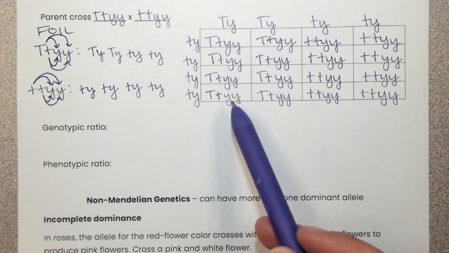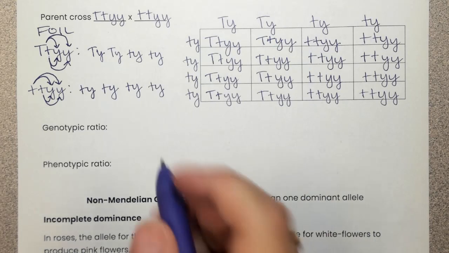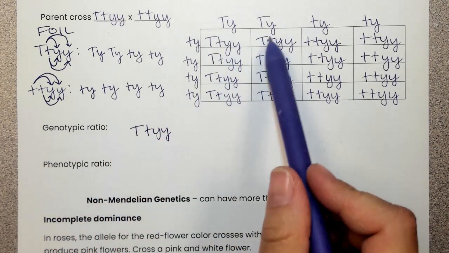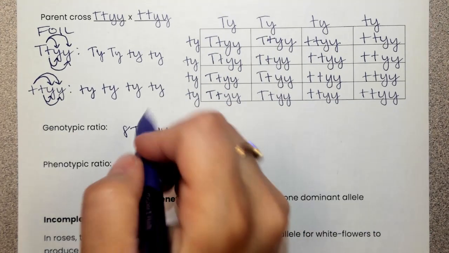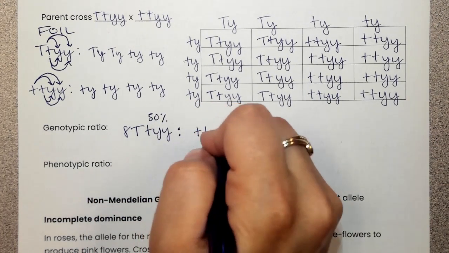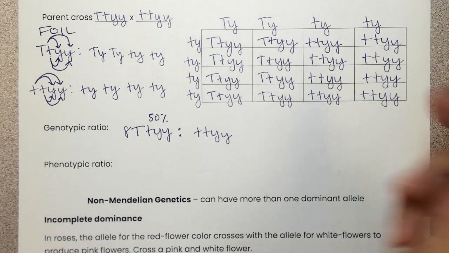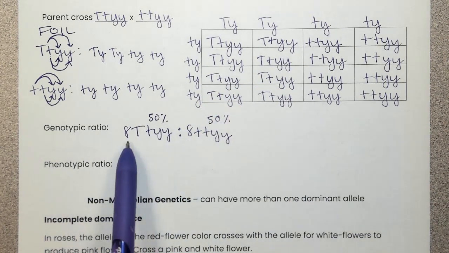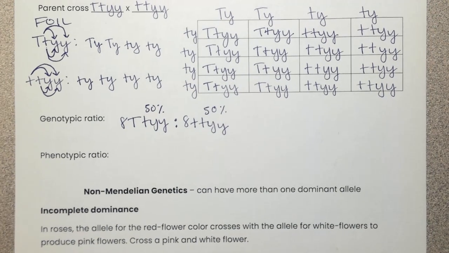So my genotypic ratios, I'm going to just count up how many of each different type of genotype that I have. I only have 2 different ones in this problem. So I'm going to take my first one, big T, little y, and I have 1, 2, 3, 4, 5, 6, 7, 8, or 50%. My next genotype is little t, little y, and again I have 8, or 50%. These should always add up to 16 since you have 16 boxes here. So if they don't, then you need to go back and double check them.